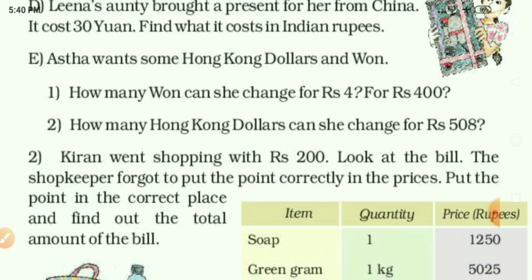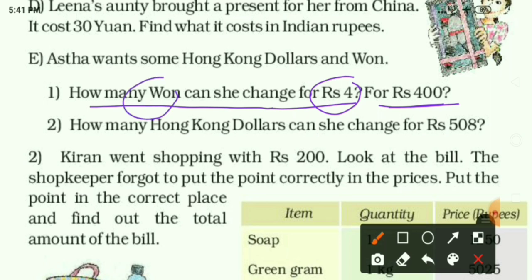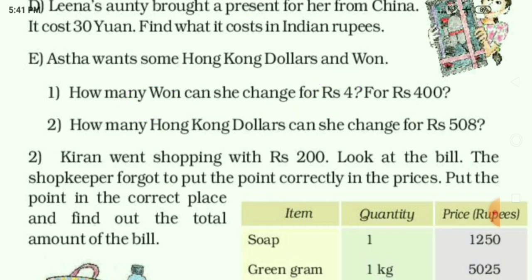So first is here, how many won can she change for 4 rupees and also for 400 rupees? Won is the currency of Korea. Come to the table, and there you will see that 1 Korean won makes 0.04 rupees. So 4 rupees is how many won, and 400 rupees is how many won? Let's find out by making a solution.